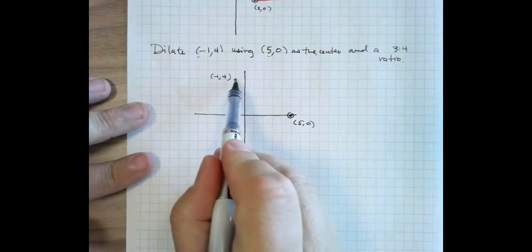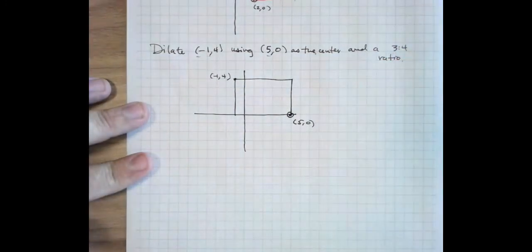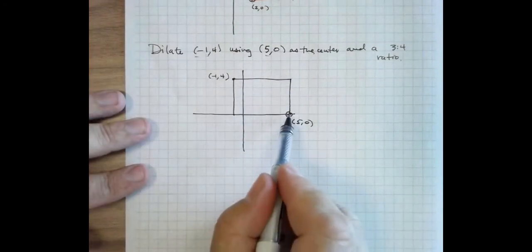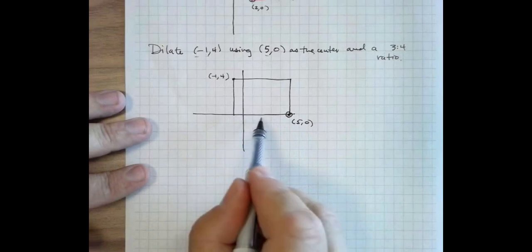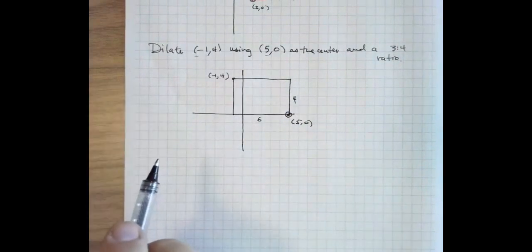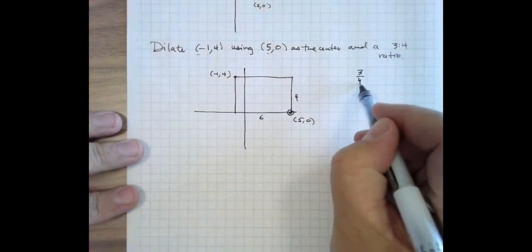And all the other points that I'm going to dilate are going to move towards or away from that in a straight line. So there's my rectangle. It's a lot bigger than last time. And this rectangle is 1, 2, 3, 4, 5, 6 by 4. So my scale factor over here is 3:4. So remember, as a fraction, this is 3/4.